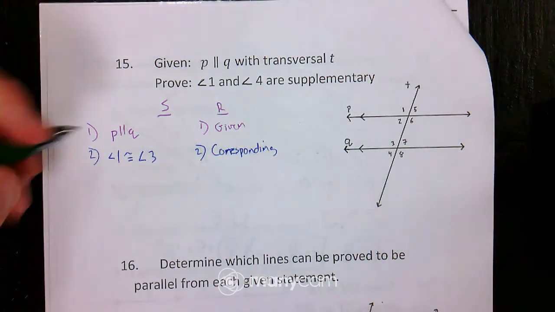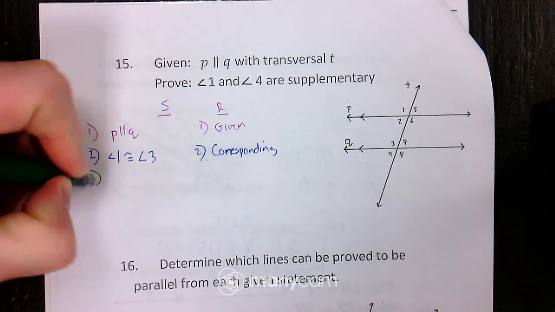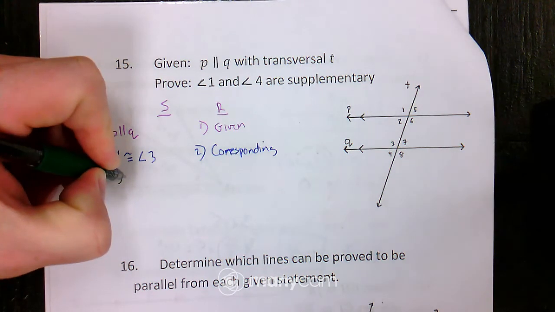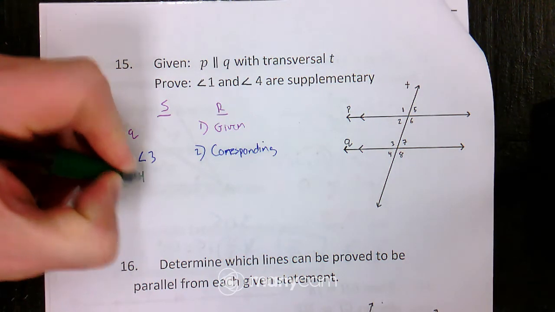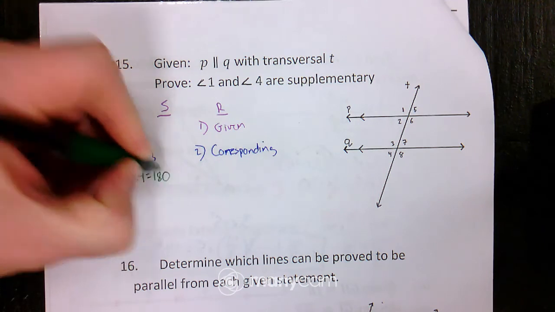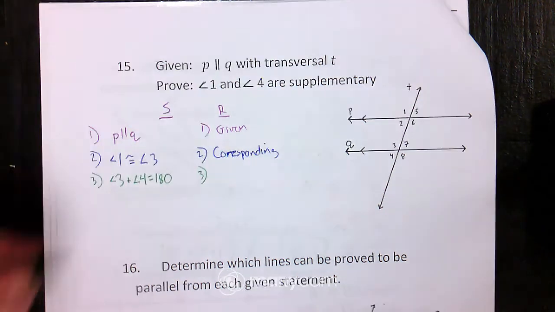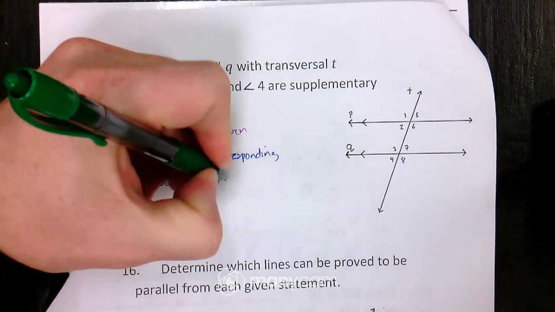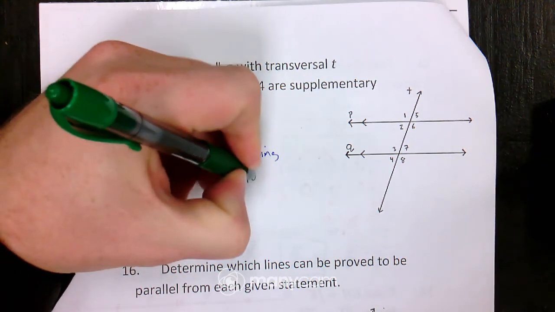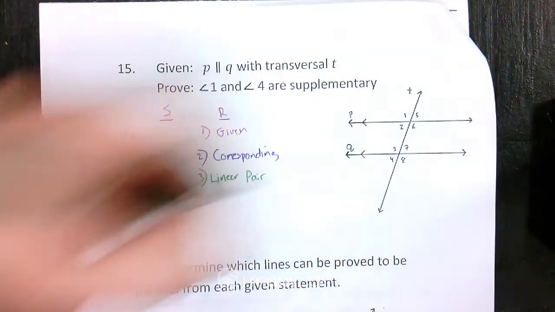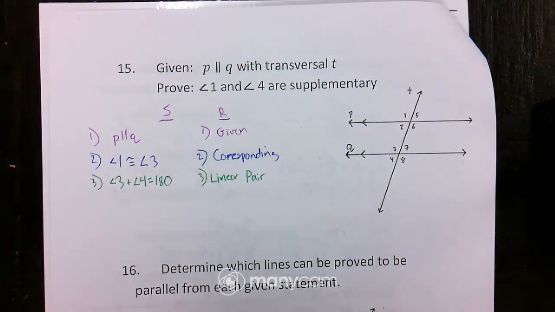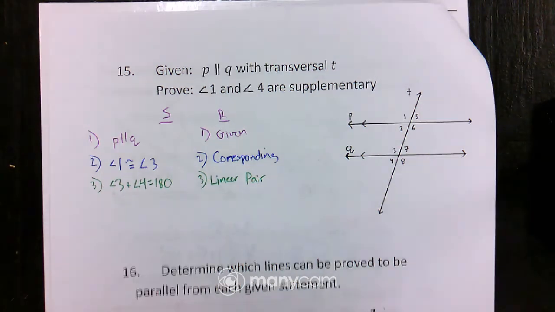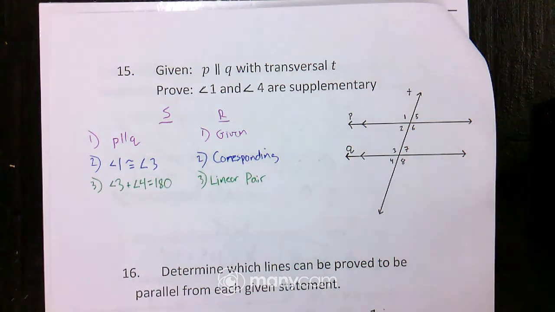Then I'm going to say, okay, well, what else do I know about? I know that angle 3 plus angle 4 equals 180. Why? Go back to that same page. What reason is that? They're a linear pair. They both share a common ray. They're a common part of that line that goes through that intersection.